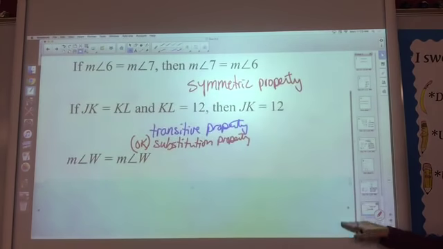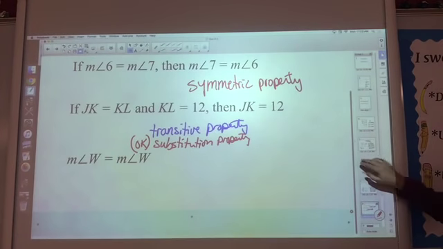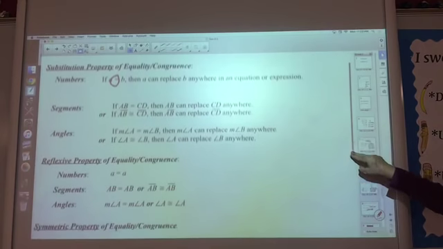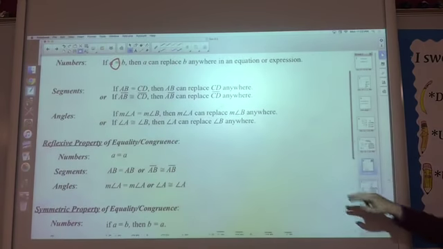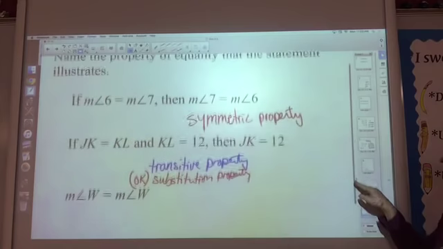Here's the easy one. So easy it's hard. If the measure of angle W equals the measure of angle W, why is that true? Go find it on cheat sheet 2. Anything is equal to itself is right there, the reflexive property.